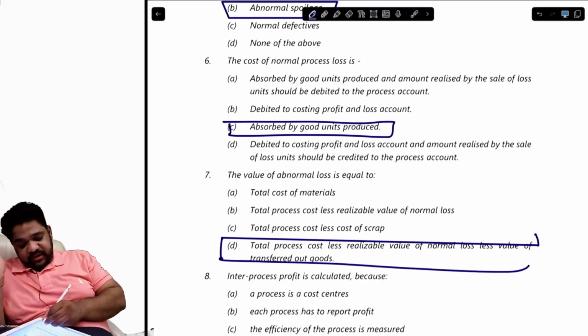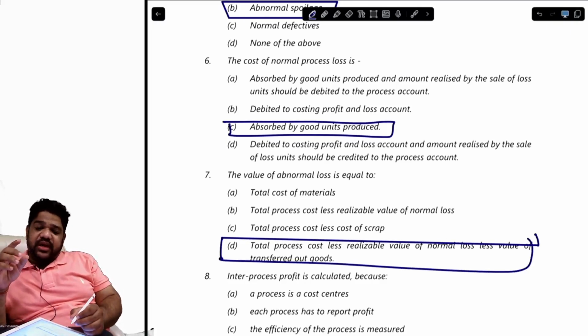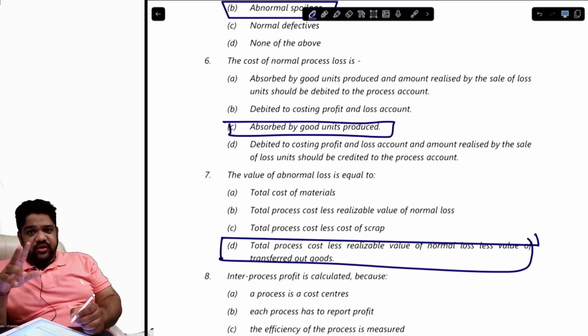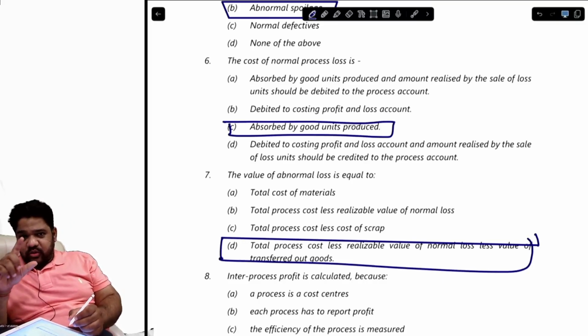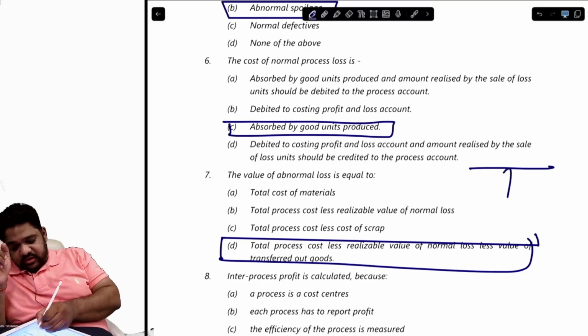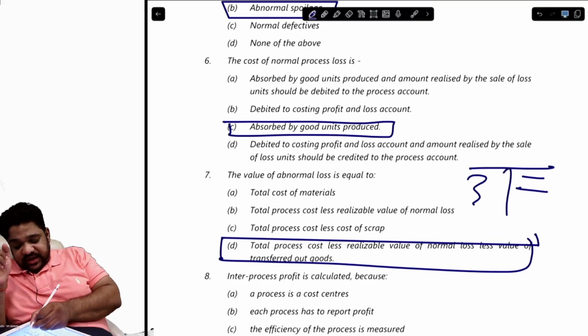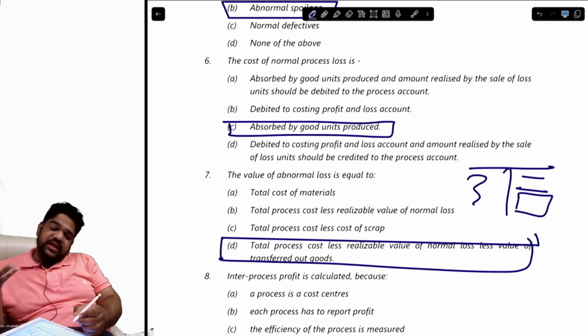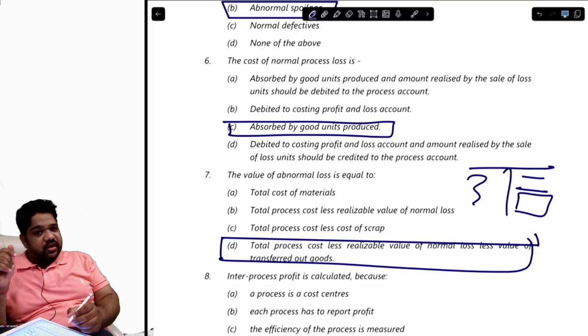See what happens under basic process account. We have either loss or transfer. So they did the total cost less the scrap value of normal loss and less the transfer valuation. This is basically abnormal loss. Are we understanding?